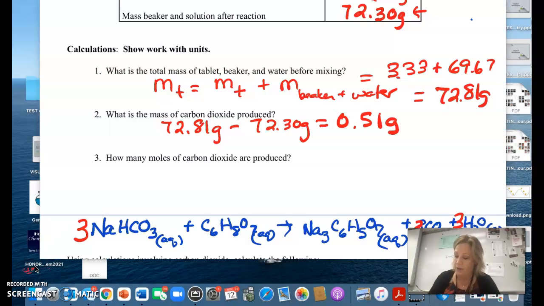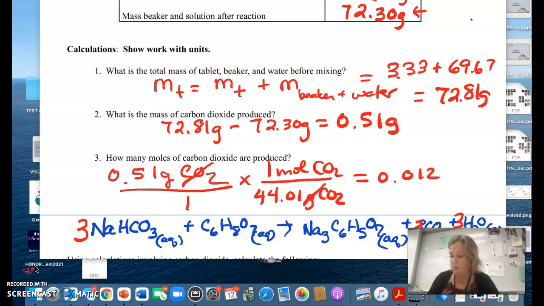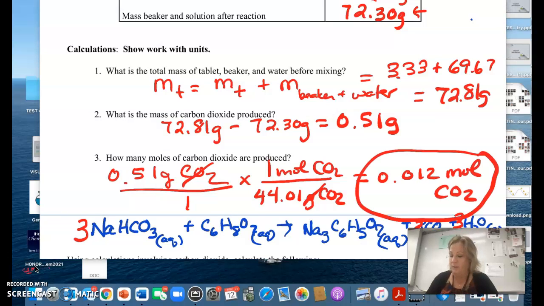What we want to do, though, is convert that into moles. So I can use the molar mass of carbon dioxide, which is the carbon, 12.01, plus the 2 oxygens, which are each 16, so plus 32. So I get 44.01 grams of CO2 in 1 mole of CO2. When I do this, I get 0.012 moles of CO2. I'm keeping my sig figs. I started with 2 and I'm going to end with 2.